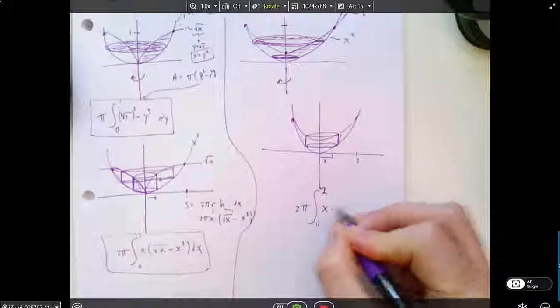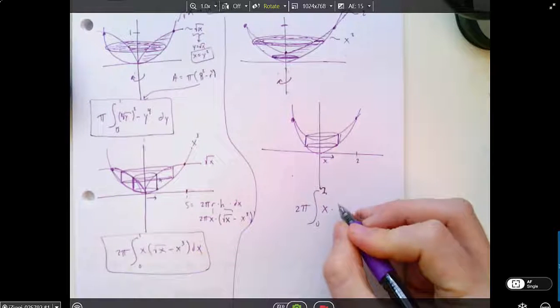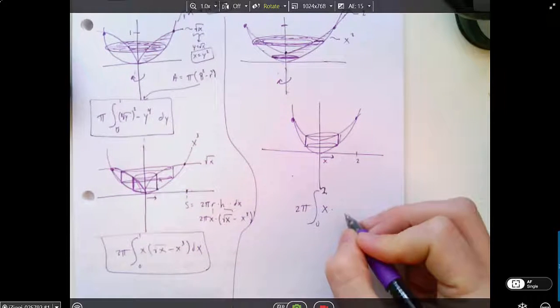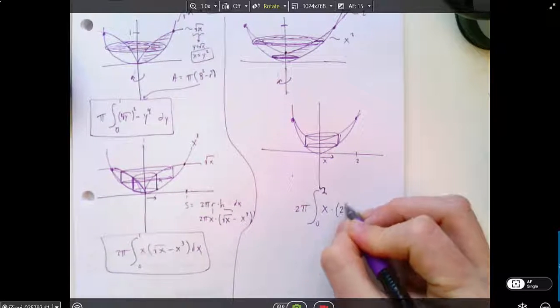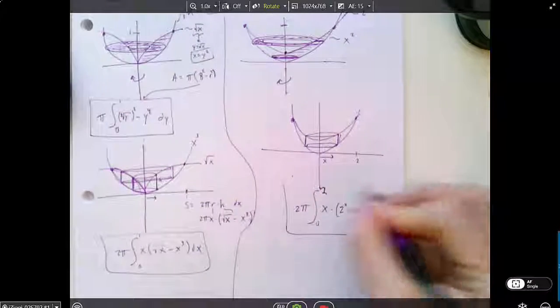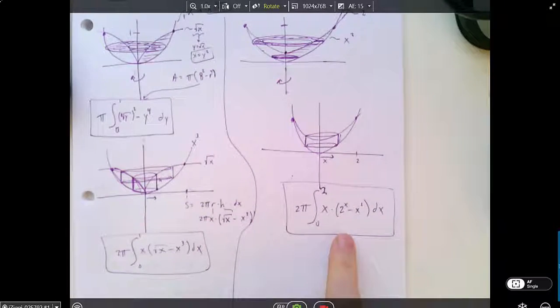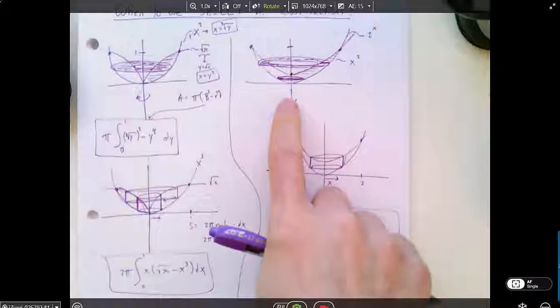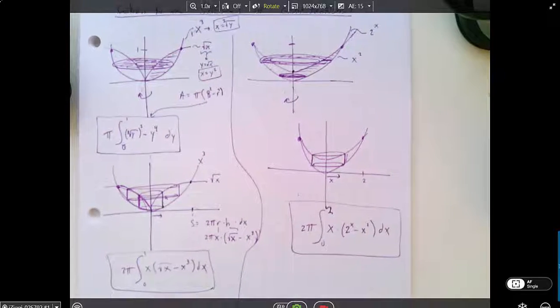of my radius times the height, and the height is going to be, what's my upper curve? My upper curve is 2 to the x. So 2 to the x minus x squared dx. And that's very, very clean. Whereas if you were going to try and do this by cross sections, it would be a lot less clean.